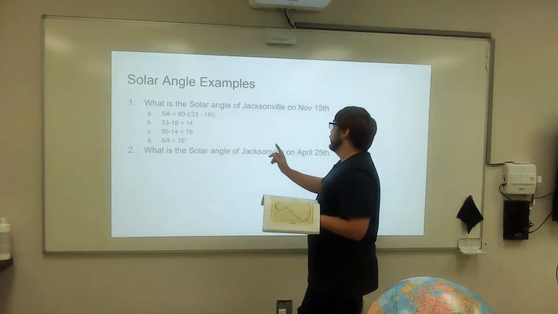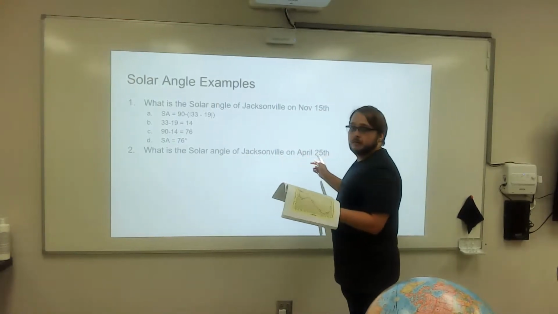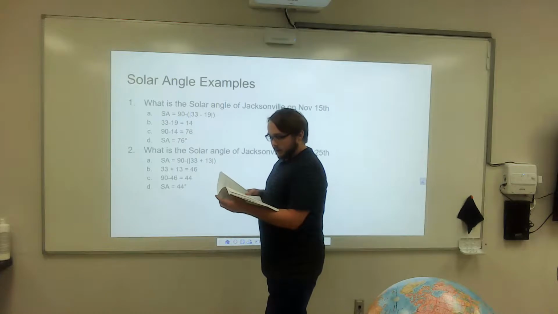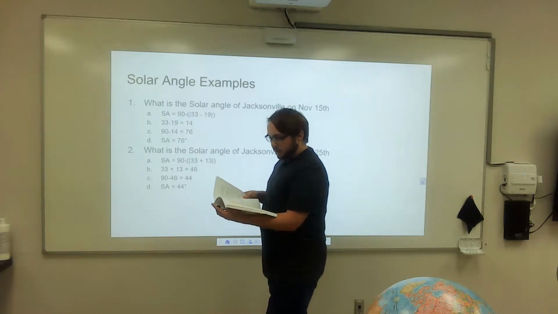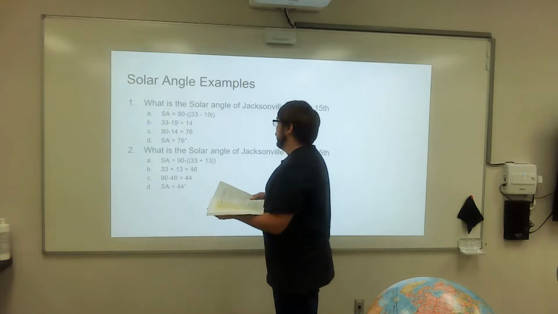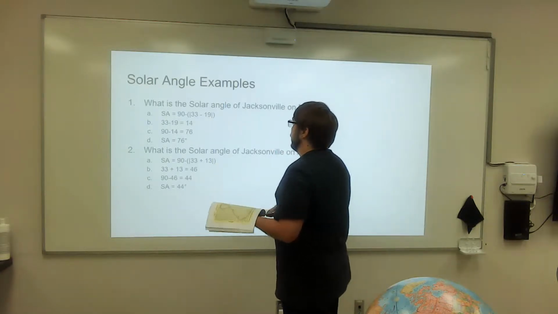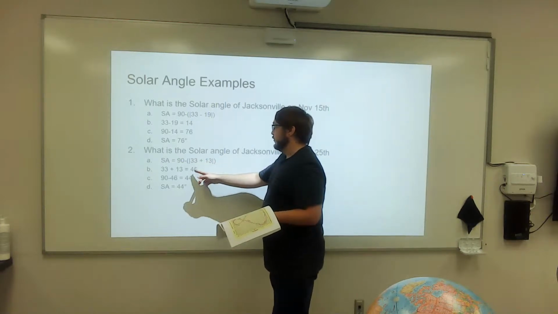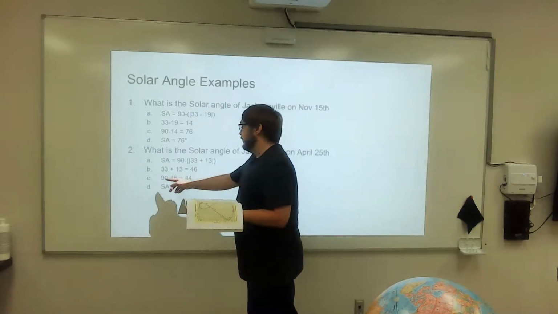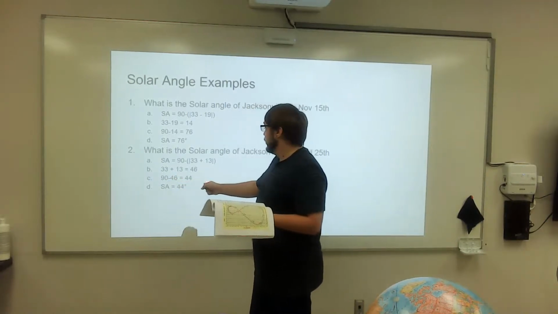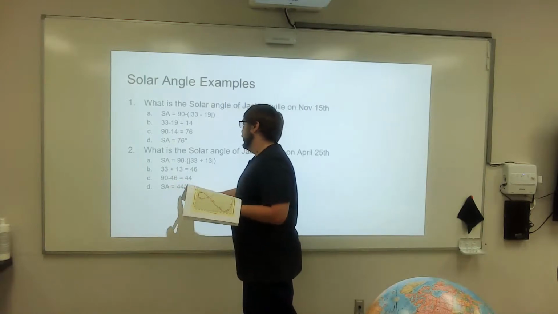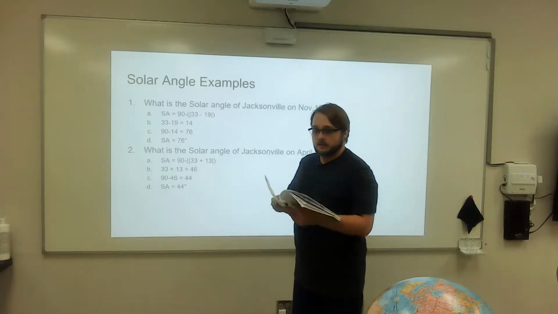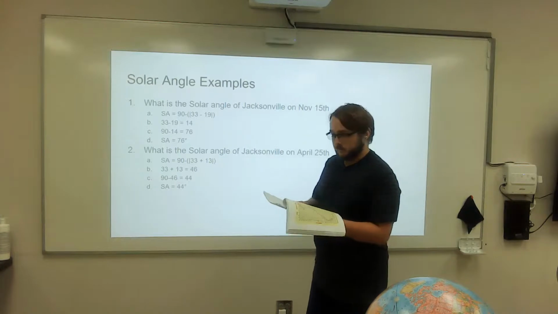So then we'll go over an example of a positive declination. What is the solar angle of Jacksonville on April 25th? As we see, April is above the equator, and April 25th is around the 13 mark. So we'll take 33 plus 13, so that would be 46. And then we have 90 minus 46, which is 44. And then we'll have a solar angle of 44 degrees. Do we have any questions on any of the declination stuff? Nope. All right.